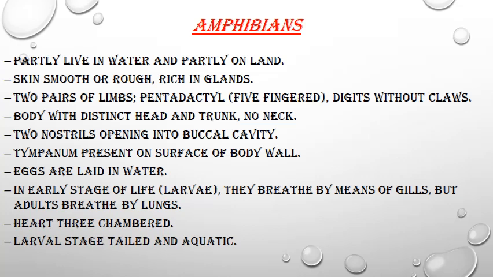Skin is smooth or rough, rich in glands. 2 pairs of limbs. Pentadactyl, it means 5 fingered. Digits without claws. Body with distinct head and trunk, no neck. 2 nostrils opening into buccal cavity. Tympanum present on surface of body wall. Eggs are laid in water. In early stage of life, it means larval stage, they breathe by means of gills, but adult breathe by lungs. So, heart is 3-chambered, larval stage tailed and aquatic.